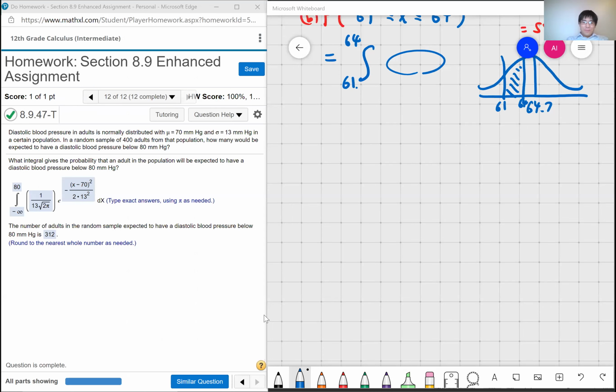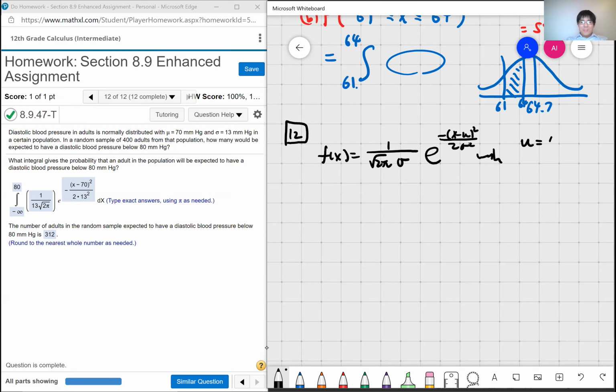Okay, last problem, number 12. It's going to be about the same thing. A diastolic blood pressure in adults is normally distributed, so we are going to use the same model for this problem, which is this. With mu equal to 70 millimeters of Hg and sigma equal to 13 in a certain population. In a random sample of 400 adults from that population, how many would be expected to have a diastolic blood pressure below 80? Below 80.